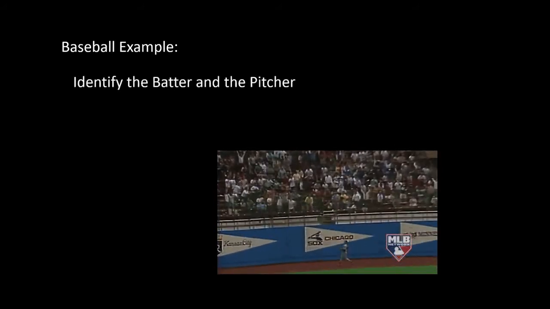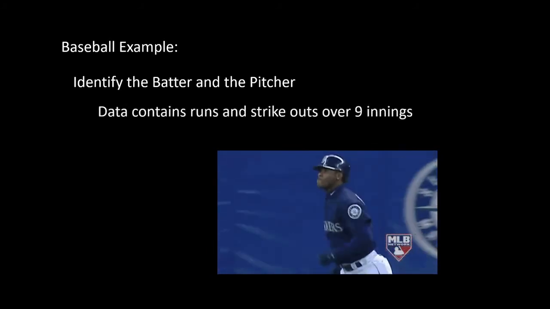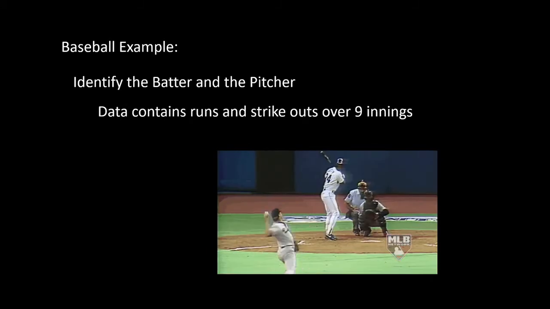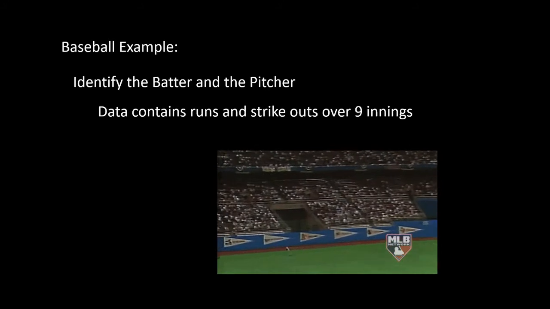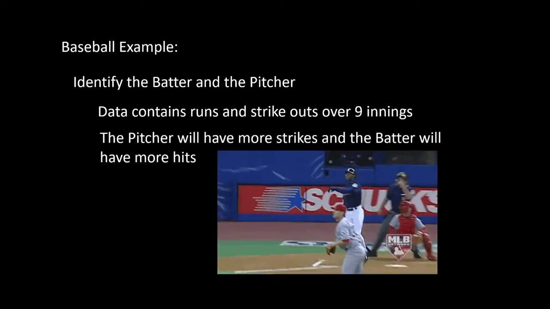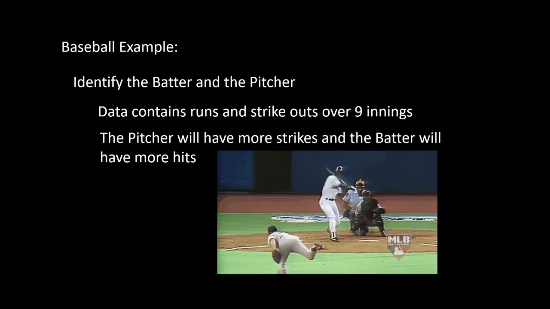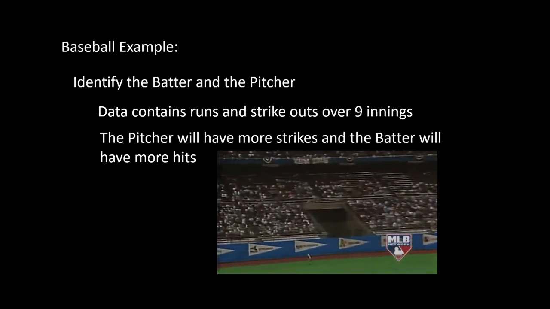We've got baseball, and in baseball you have a pitcher right there, and you have a batter who hits the ball. That's the goal, to get the number of runs. So in this theoretical example, we want to identify the batter and the pitcher. The data contains the runs and strikeouts over 9 innings. This is our theoretical example. The pitcher will have more strikes and the batter will have more hits. That's the way this is broken down.